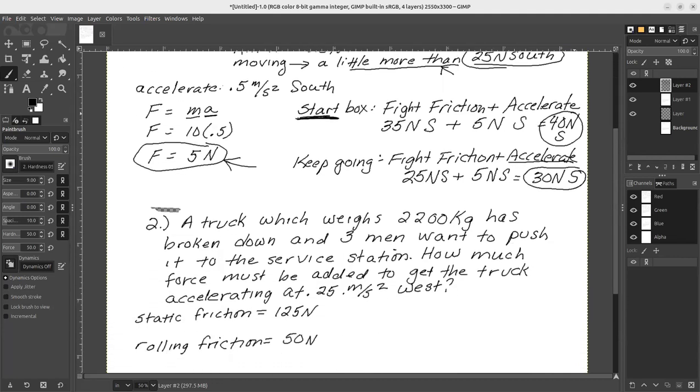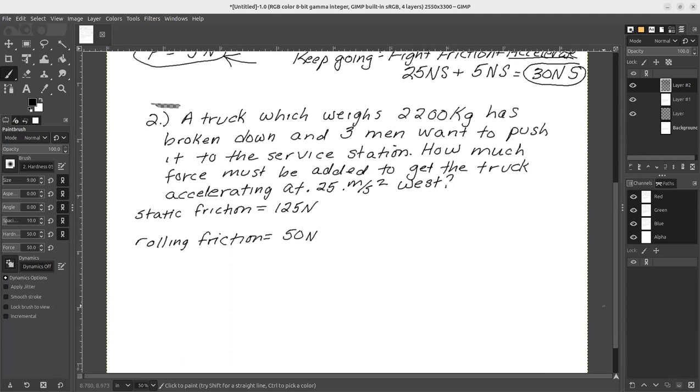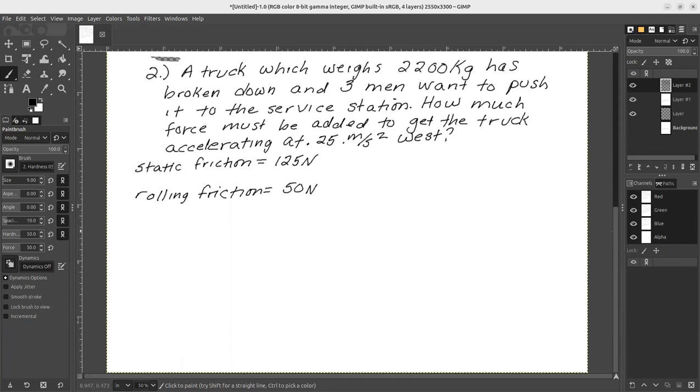Let's look at the next problem. A truck, which weighs 2,200 kilograms, has broken down and 3 men want to push it to the service station. How much force must be added to get the truck accelerating at 0.25 meters per second squared west? The static friction in this case is 125 newtons, and the rolling friction is 50 newtons.